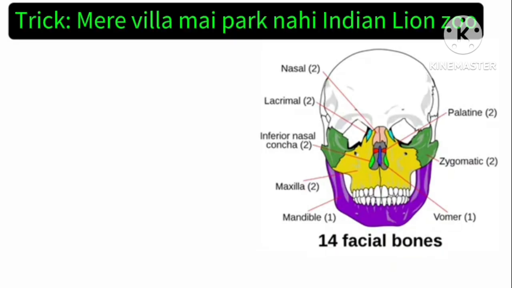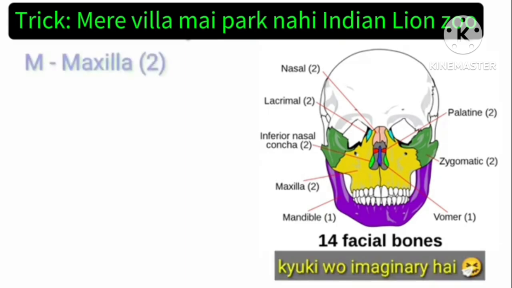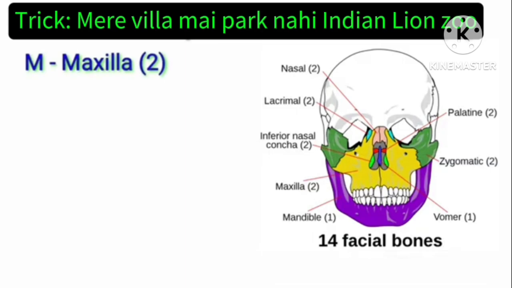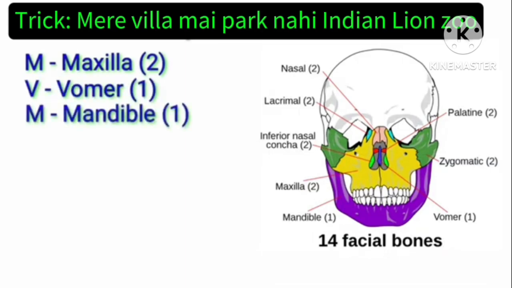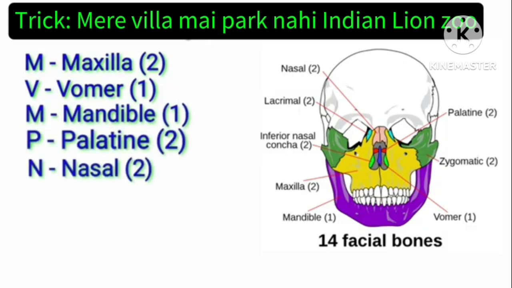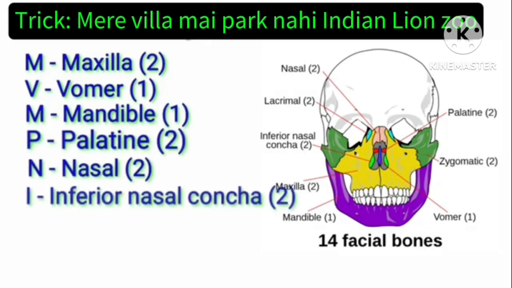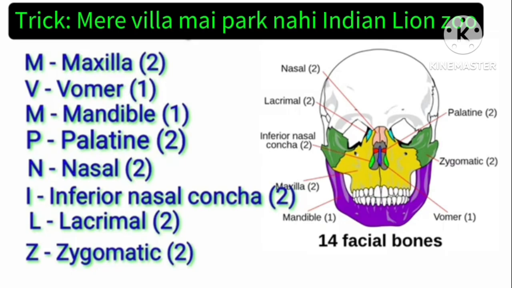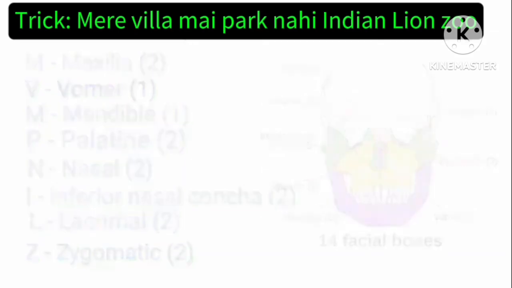There are 14 facial bones, you can see the names here. Here we can use a trick. Maxilla, vomer, mandible, MVM, and P is palatine, N is nasal, and I is inferior nasal conchae, and L is lacrimal, and after that Z is zygomatic bone.